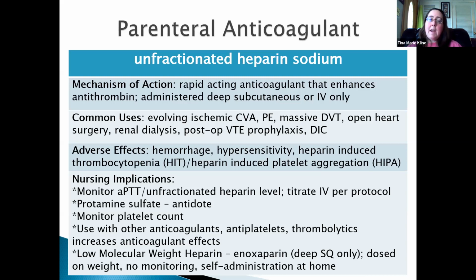But I want you to think about your adverse effects here. We have that risk for hemorrhage. Well, that makes sense, it's an anticoagulant. But what you have to understand is this is an IV infusion, an IV bolus of heparin. So we're delivering it directly into the circulation. It's going to start working very, very quickly.